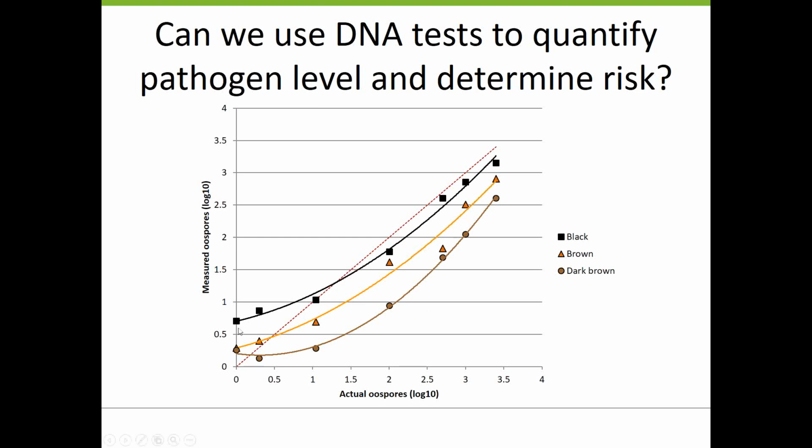And so one of our major activities right now is looking at ways to improve DNA detection, particularly from the dark brown and the brown soils, so we can have a more precise and accurate DNA test to try and quantify risk.